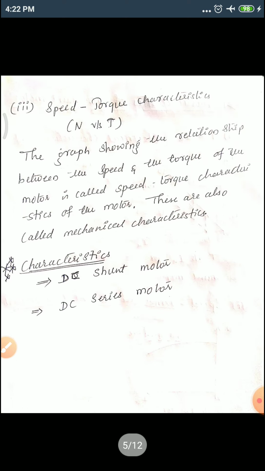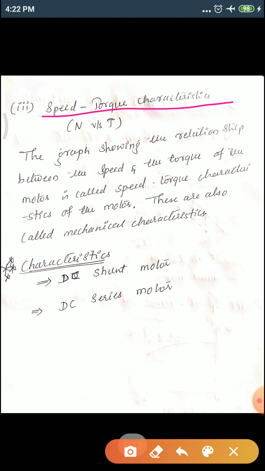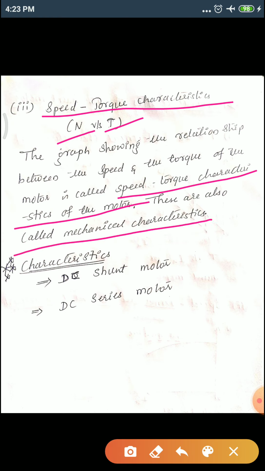The last one is speed torque characteristics. This is again a graph which gives the relation between the speed and torque of a DC motor. That is called the speed torque characteristics of the motor. Remember, these characteristics are also called mechanical characteristics.